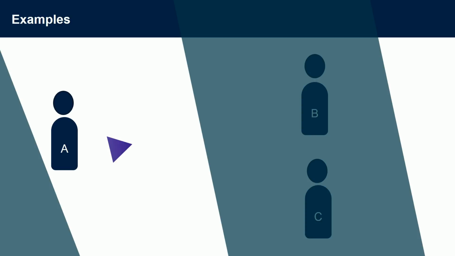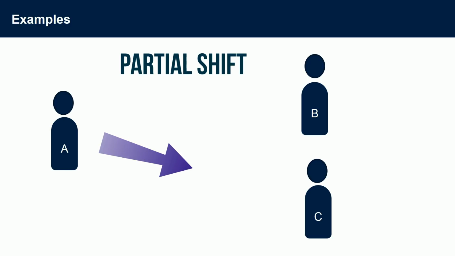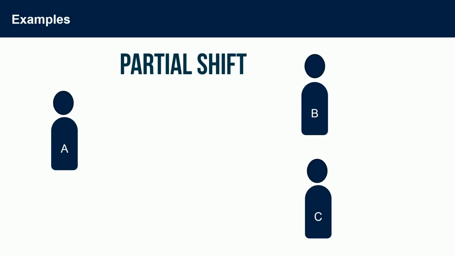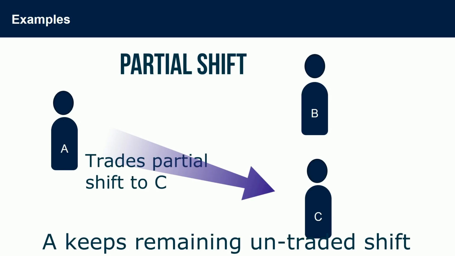Example number 3, employee A trades a partial shift to B, and then employee A trades the rest of the shift to C. Example number 4, employee A trades partial shift to B, employee A trades another partial shift to employee C, and then employee A keeps the remaining untraded shift.